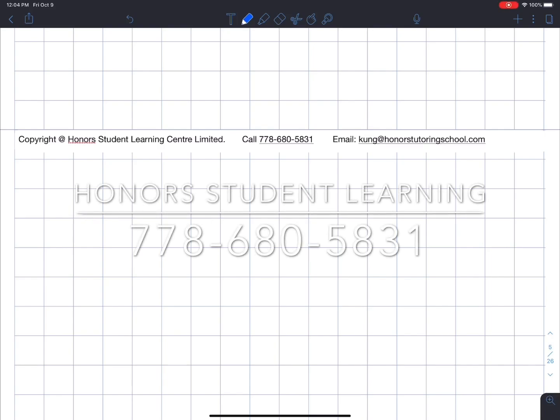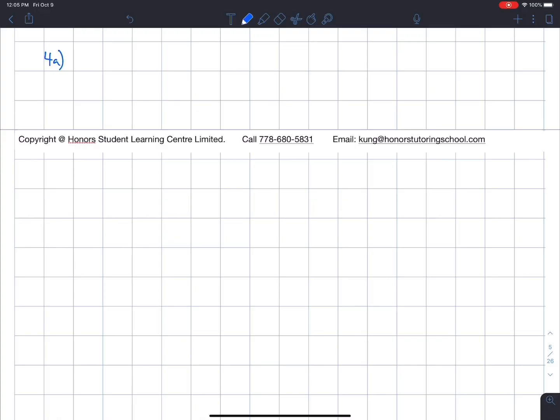Okay, moving on to question 4. 4a. We have 1 over 4 times 5 over 7 times 3 over 8. And there's nothing to simplify, so I multiply the numerator with the numerator. 1 times 5 times 3 is 15. Denominator with the denominator, 4 times 7 is 28.